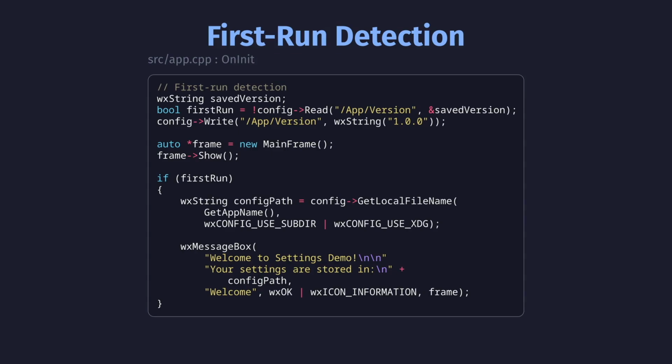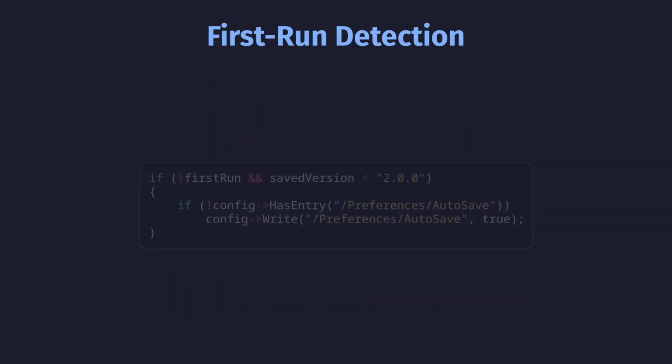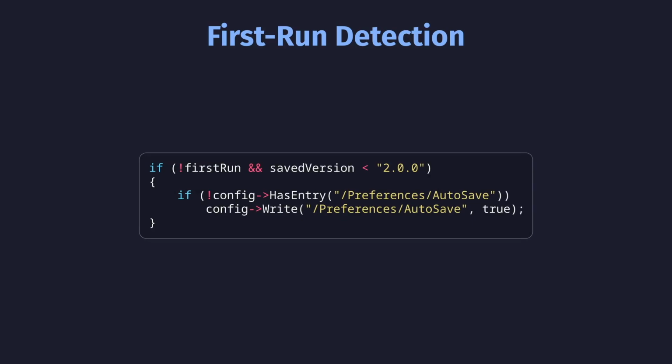The same version check handles upgrades. Say we ship version 2.0 with new settings that didn't exist in 1.0. We detect the old version and fill in sensible defaults. The has entry check is important. We only write the default if the key doesn't already exist. We don't want to override preferences when the user already changed them.